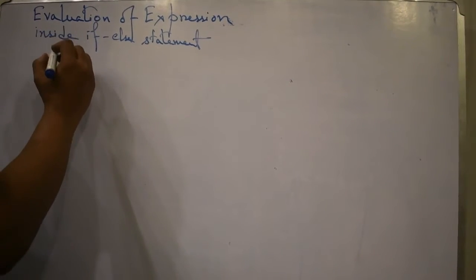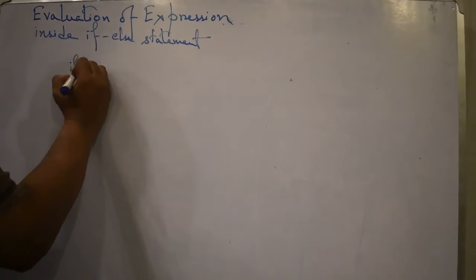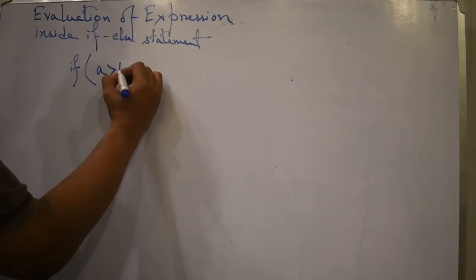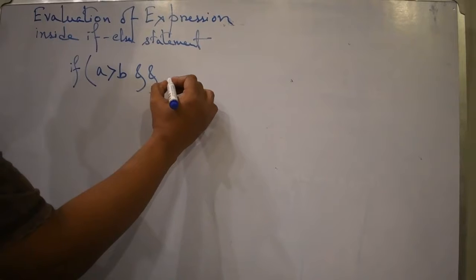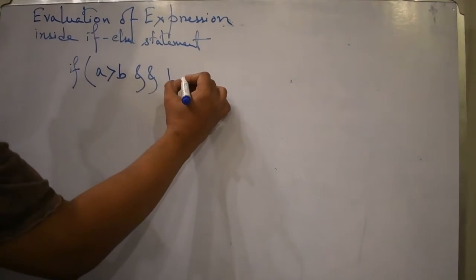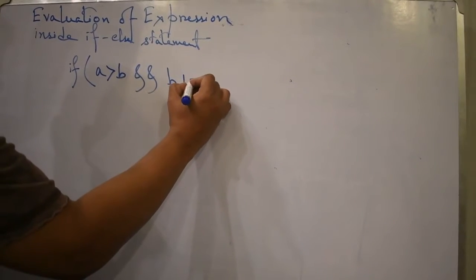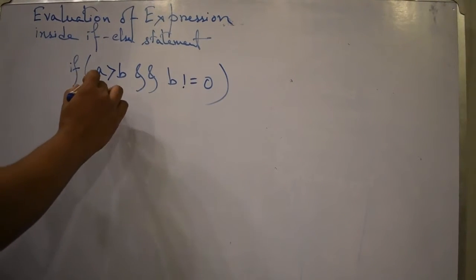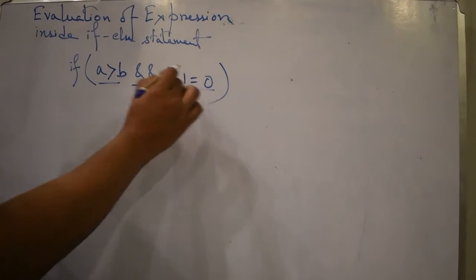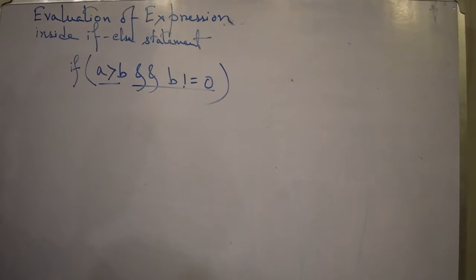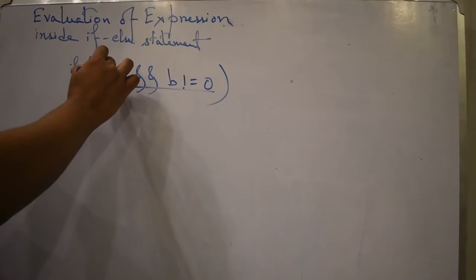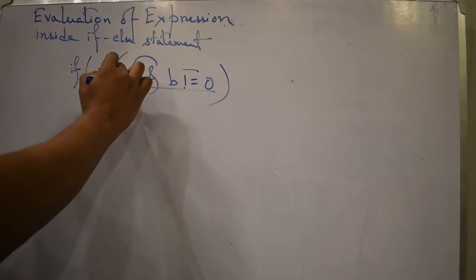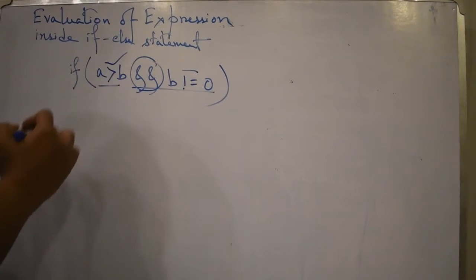Let's take an example: if a greater than b and b not equals to 0. How will this expression be evaluated? Here we are seeing the operators: this is the logical operator, this is the relational operator, and this is the logical operator.